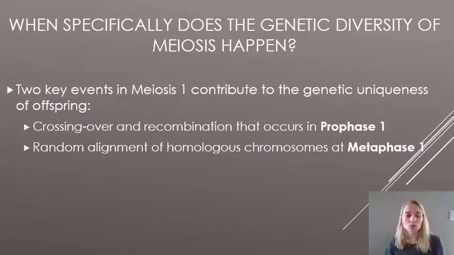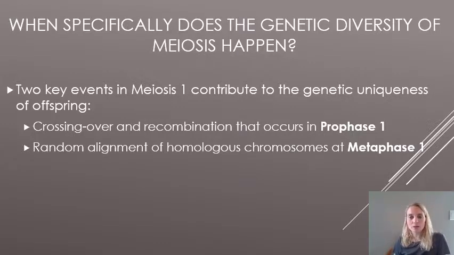All right, so just to review, when specifically does the genetic diversity of meiosis happen? I've mentioned a couple times, there's a reason for that. That's an important idea. Hopefully you're kind of catching on that crossing over and recombination in prophase 1 and the random or independent assortment of homologous chromosomes in metaphase 1, those are the events of meiosis that lead to genetic diversity. Okay, so your egg and sperm are unique because of those things.